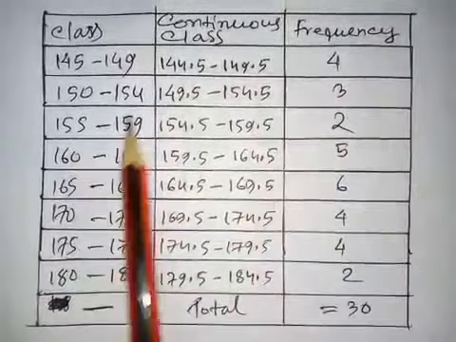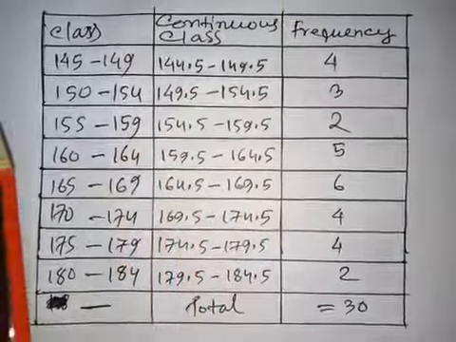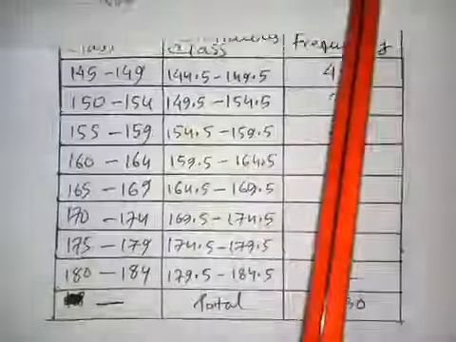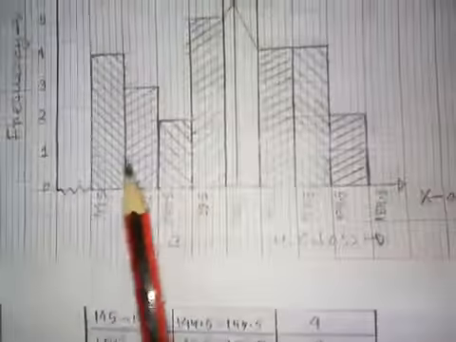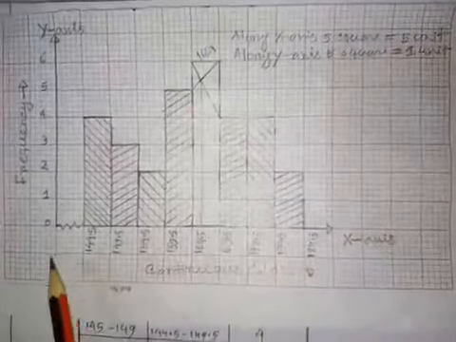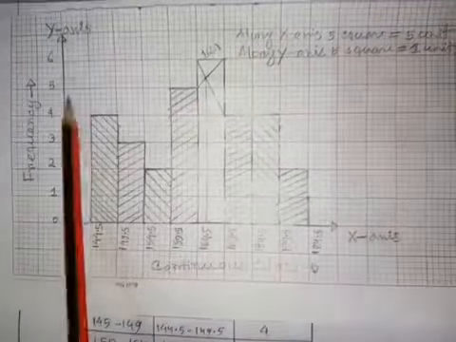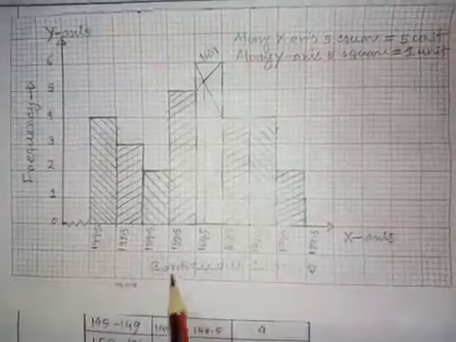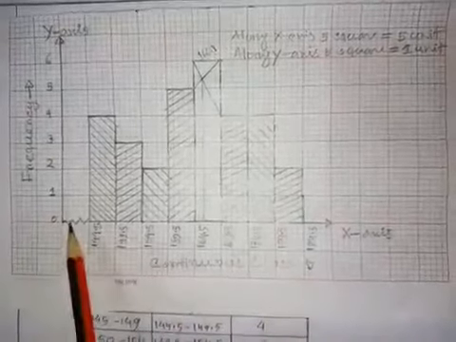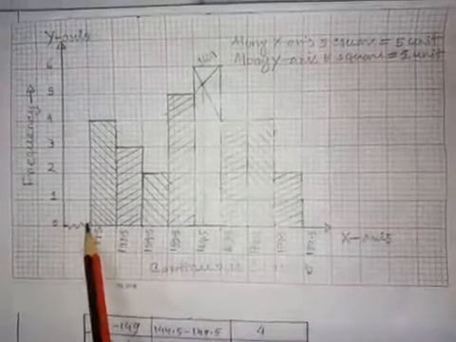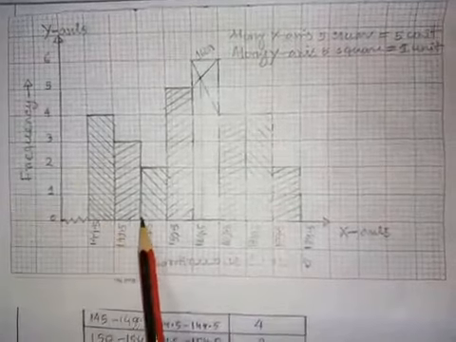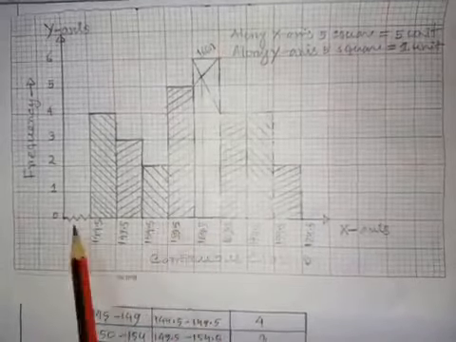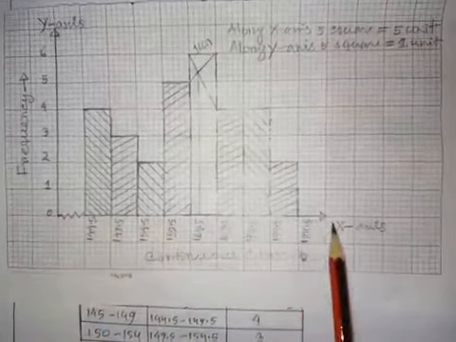Now using this table, we will try to draw the histogram. Look here. To draw the histogram, first we have to choose two axes. This is the x-axis, this is the y-axis. Along the x-axis we will take the continuous classes. Here look, after every 5 square units we are taking one class. So along this axis we will take the classes.